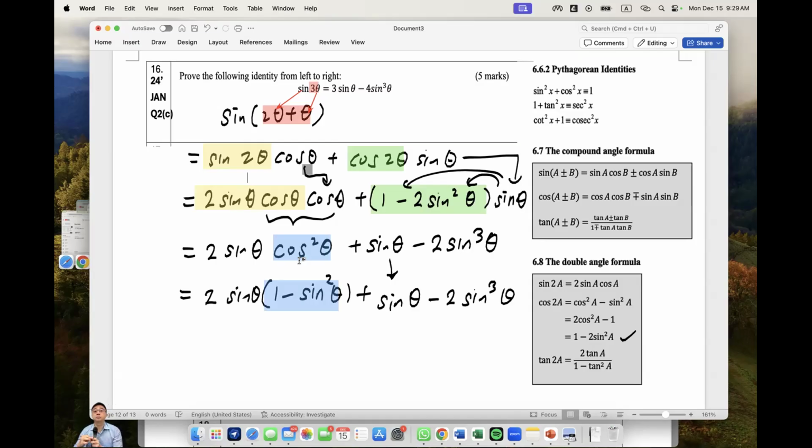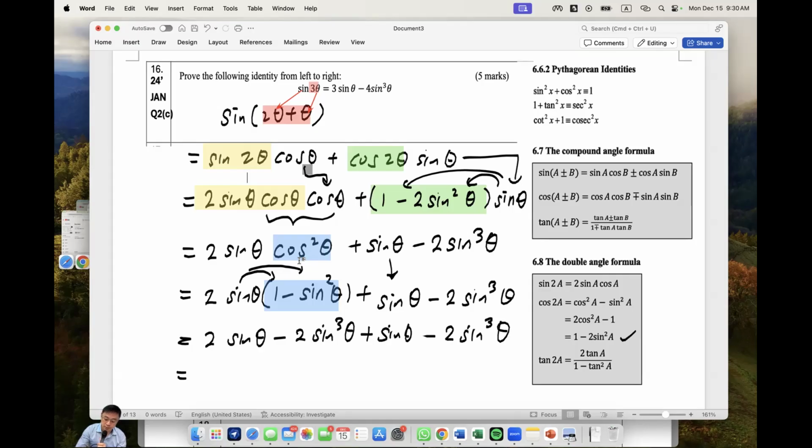Can you follow? Right, so now I multiply my 2 sine theta in. I will get 2 sine theta, then minus 2 sine cube theta, and also sine theta minus 2 sine cube theta as well, right?